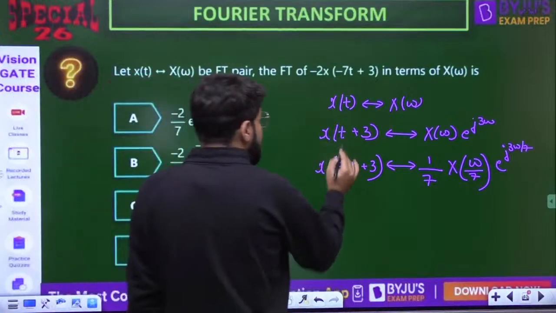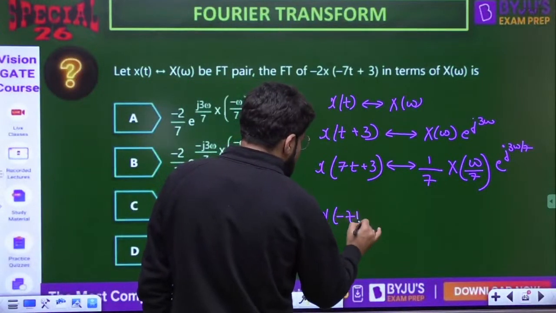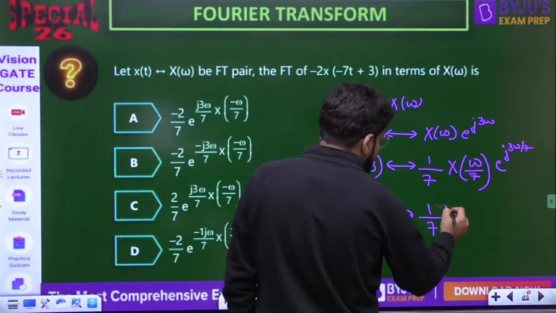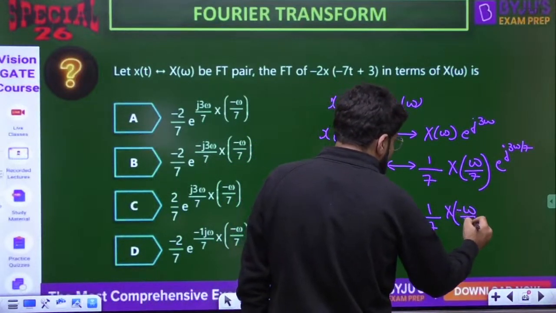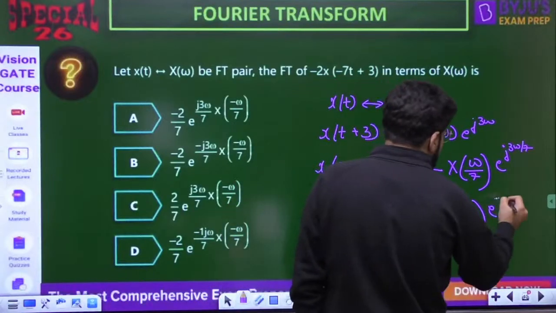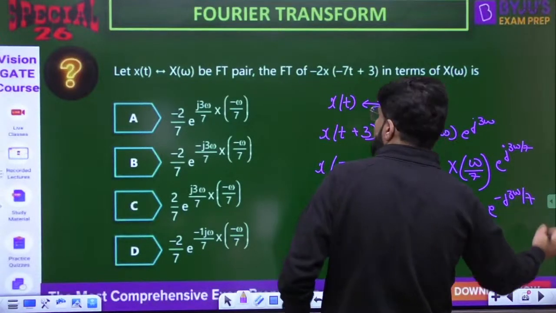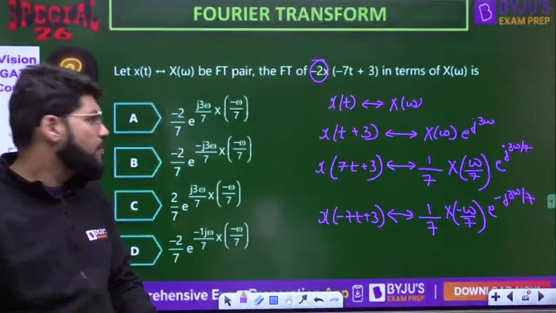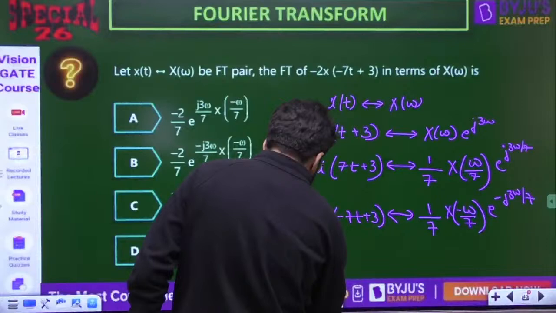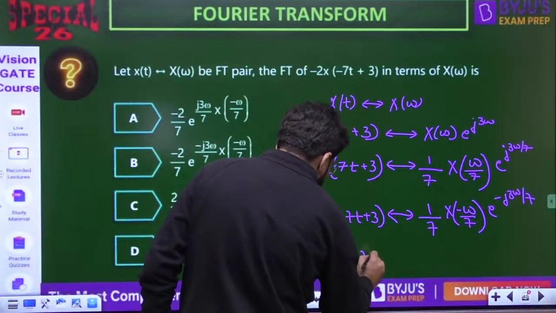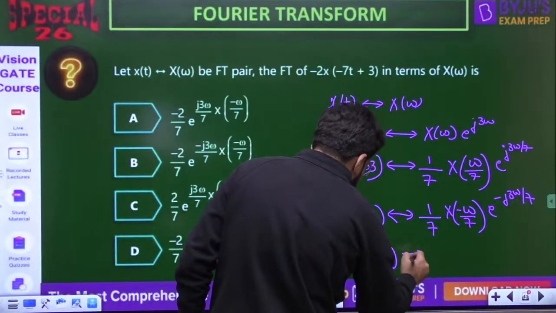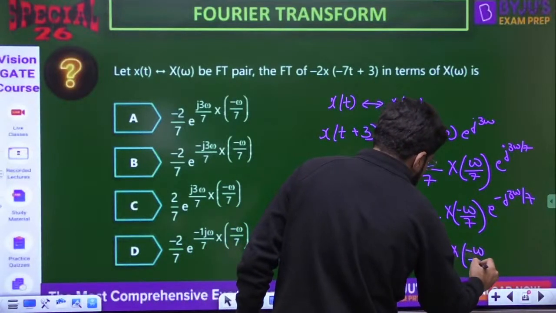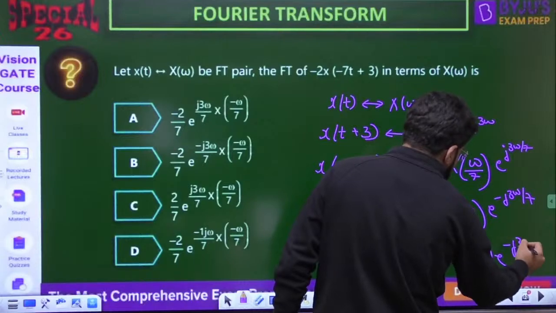Okay, now replace t by minus t. So x(-7t+3), time reversal, frequency reversal. Every omega will become minus omega. So X(-omega/7) e^(-j3omega/7). Last but not the least, minus 2 is just a constant number. If it is multiplied in time, it is also multiplied in frequency. So I can write -2 x(-7t+3), and the same number minus 2 is multiplied here also. So -2/7 X(-omega/7) e^(-j3omega/7).